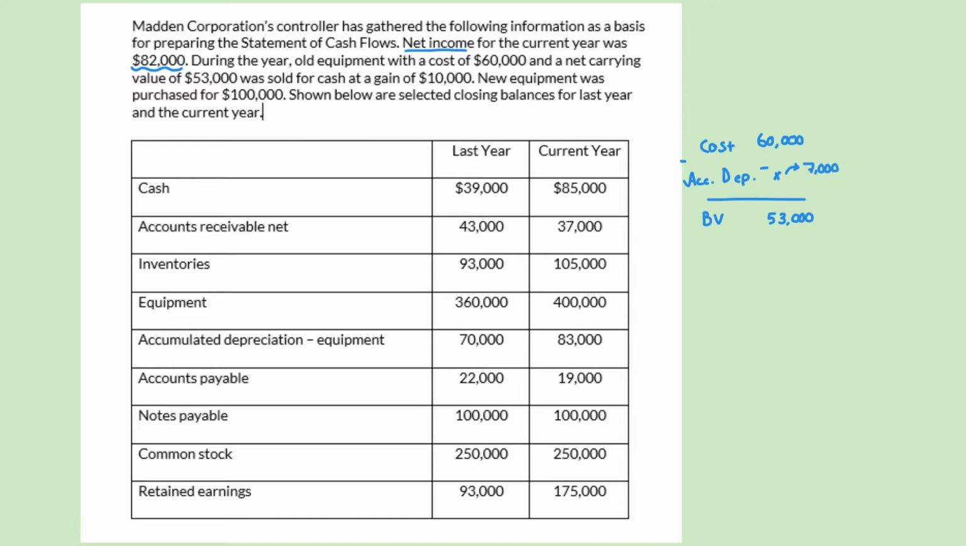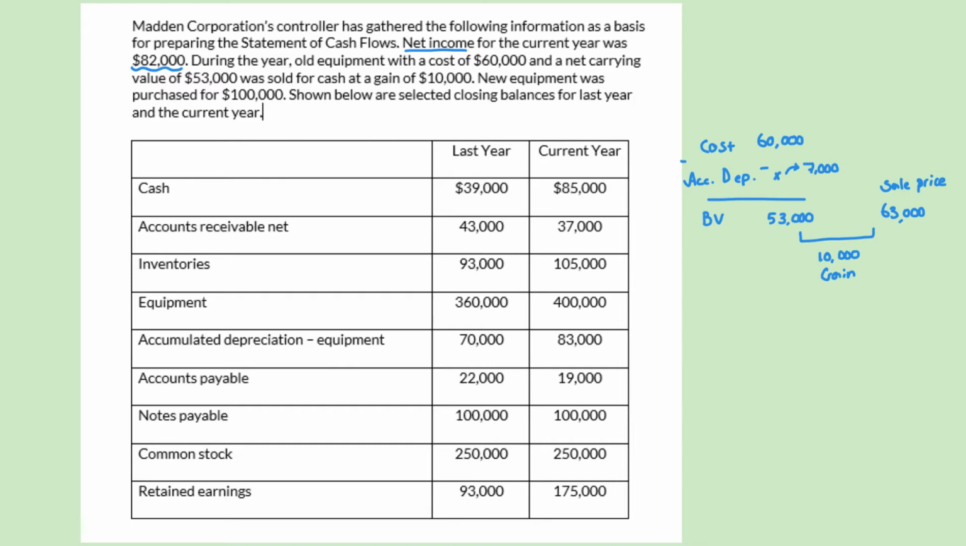Okay. Now he said it was sold for cash at a gain of 10,000. So the sale price here is higher by 10,000. So we have a 10,000 gain on sale of old equipment. So the sale price was 63,000. I'm gonna use the 63,000 in the investing activities.